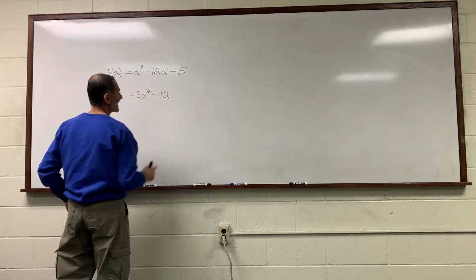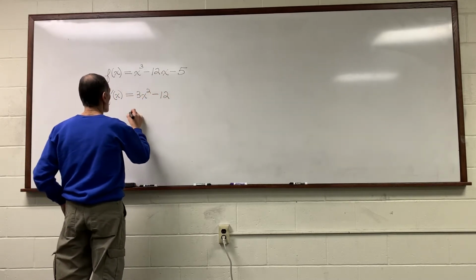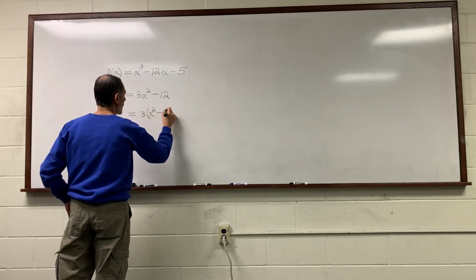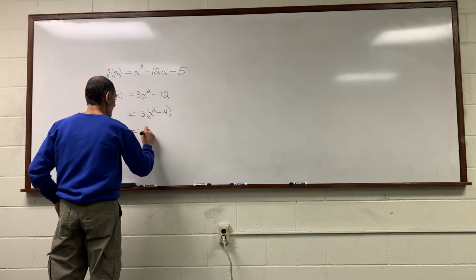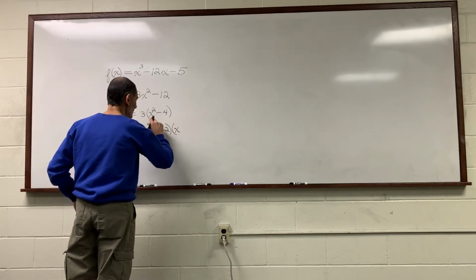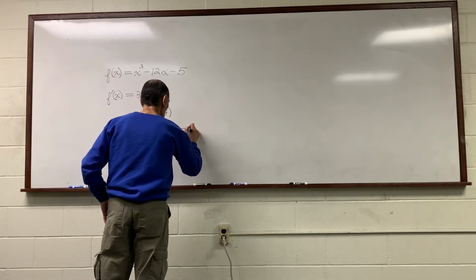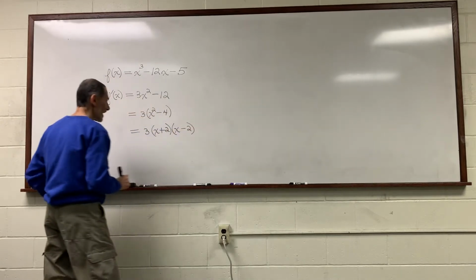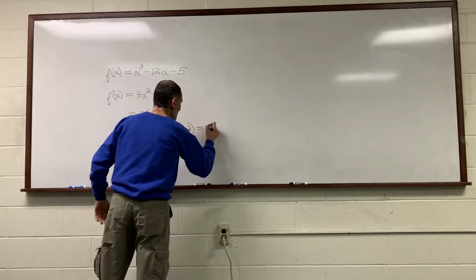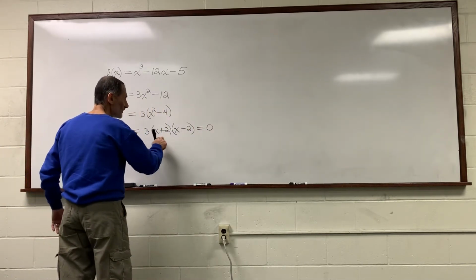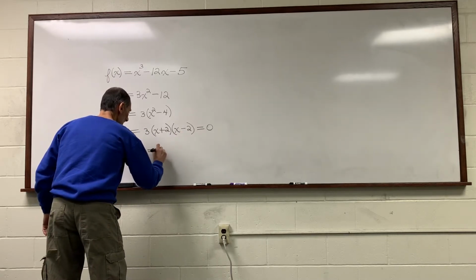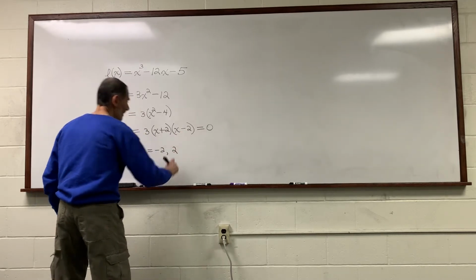We're going to write that in a fully factored form. So we have 3 times x squared minus 4, not fully yet. Now 3 times x plus 2 times x minus 2, the difference of squares, which you'll remember from junior high school. Okay, we set this derivative equal to 0, yielding the critical numbers negative 2 and positive 2. Okay, x equals negative 2 or positive 2.